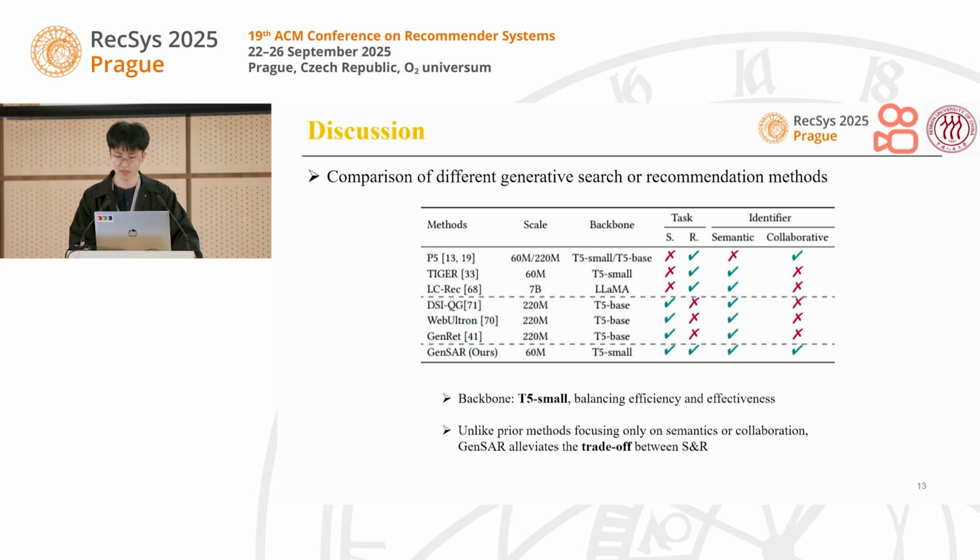Finally, we compared our approach with existing generative models for search and recommendation. Our model is built on the T5 small backbone, and we designed identifiers that balance both semantics and collaborative information, while also being adaptable to both search and recommendation tasks. This design achieved a good balance between efficiency and performance.